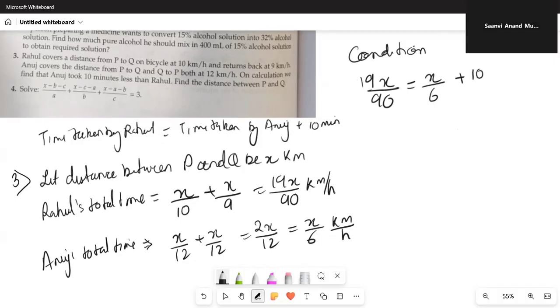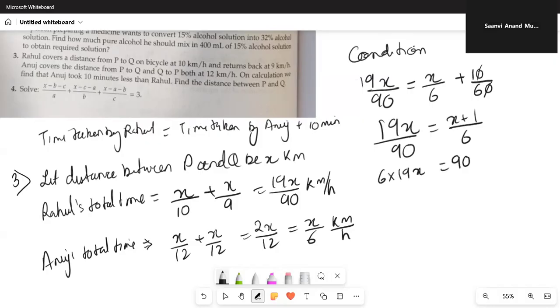Please remember 10 minutes. So we are converting minutes into hours because everything is in hours. So we divide by 6. Okay. So now we have 19x upon 90 is equal to, since the denominator is same, we can write x plus 1 upon 6. Now cross multiply, we have 6 into 19x equal to 90 into x plus 1. So 114x is equal to 90x plus 90. Subtracting, 114x minus 90x is equal to 90.